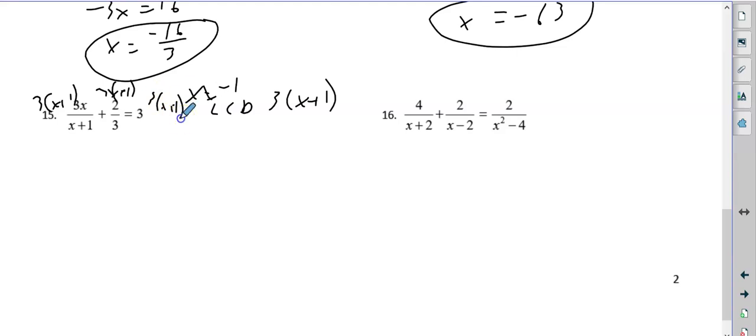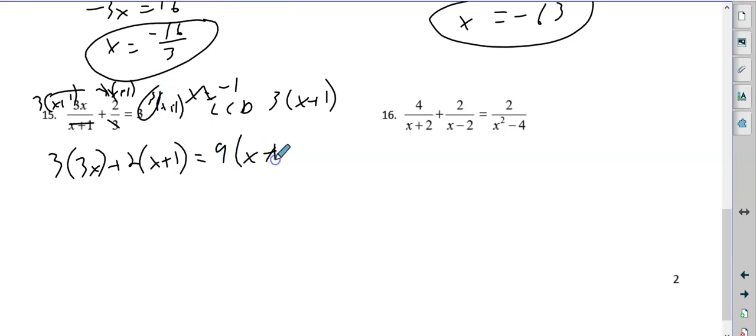Okay? On the left side, the x plus 1's cancel, leaving me 3 times 3x. In the middle, the 3's cancel, leaving me 2 and the x plus 1. And on the right side, there's nothing on the bottom, so 3 times 3 is 9 and x plus 1. So what I end up with is 9x plus 2x plus 2 equals 9x plus 9.